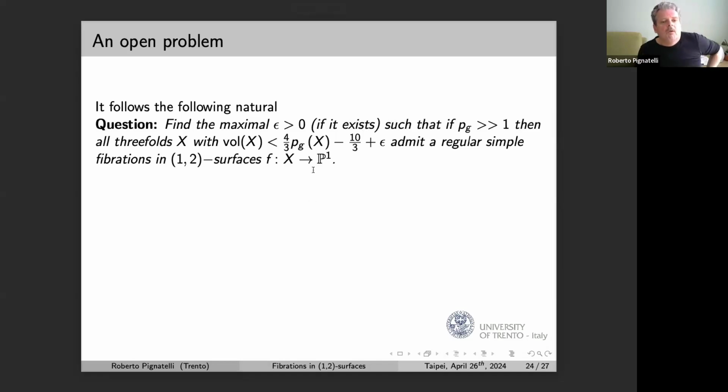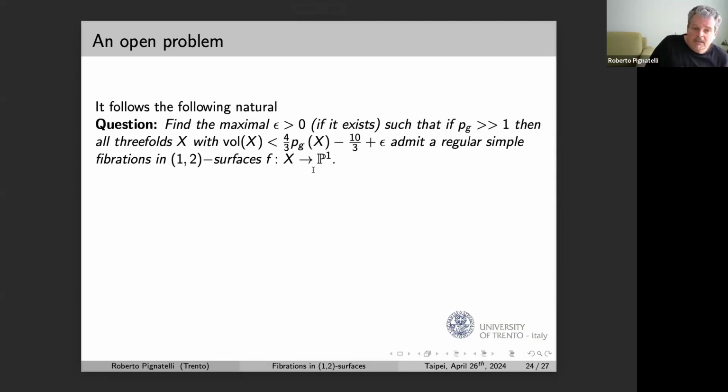And so we have a lot of simple fibrations in (1,2)-surfaces also on these lines, and we don't know any examples, at least for pg at least 11, on these lines that are not simple fibrations in (1,2)-surfaces, but we have a lot of them.